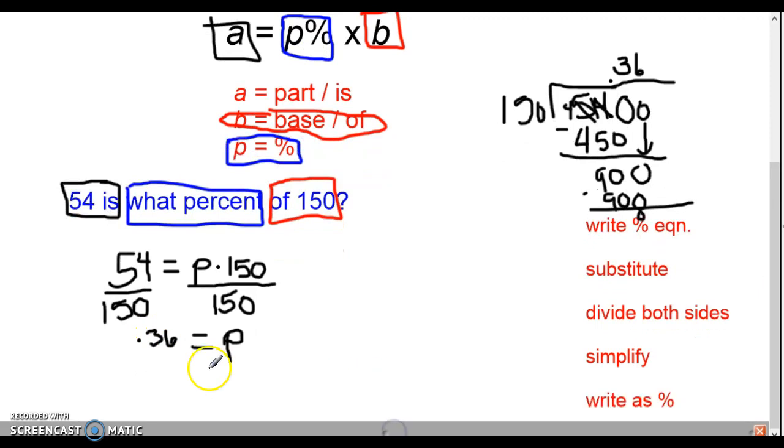Now because I want a percent, I need to turn this decimal into a percent. So I times by 100. So 36% would be my answer. So the hardest part of this for most of you is going to be doing your division and checking your answers twice. Okay, let's go ahead and try another one.